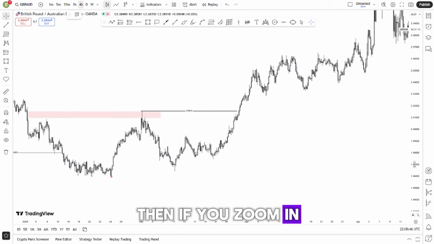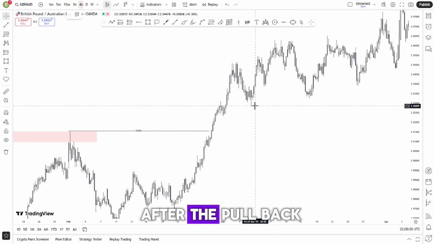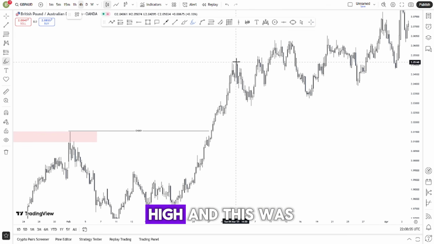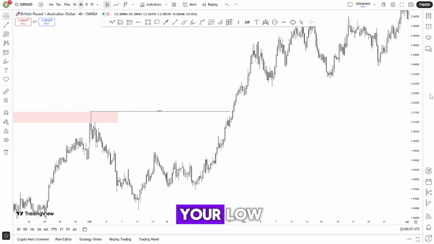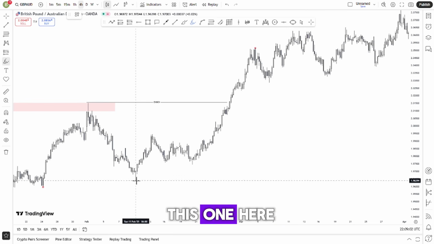Then if you zoom in, you'll see that the 3 candle pullback happened around this point. So after the pullback, the market created a new higher high. So this was your high and this was your low. This was your lowest point, of which it's this one here.